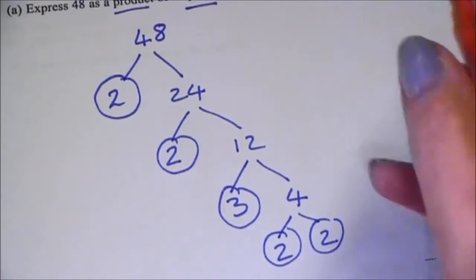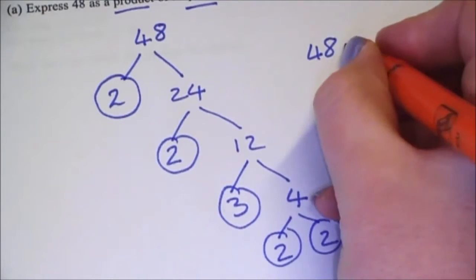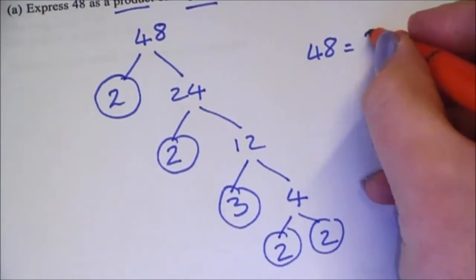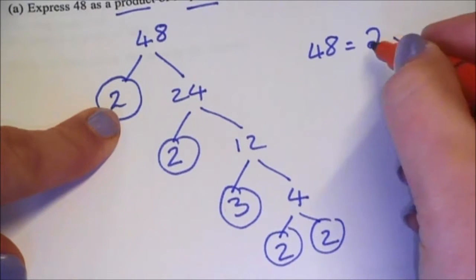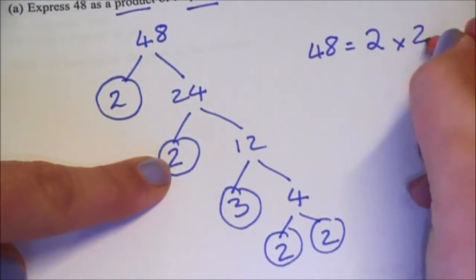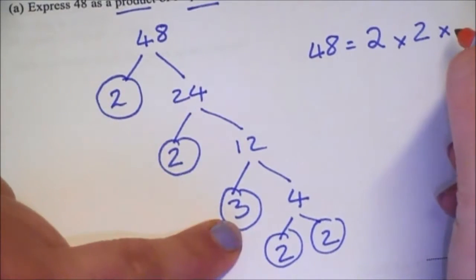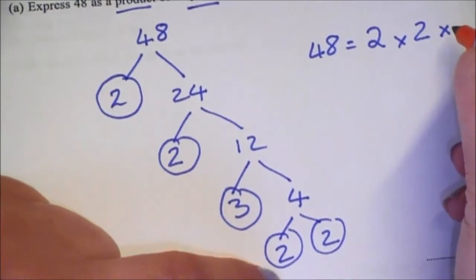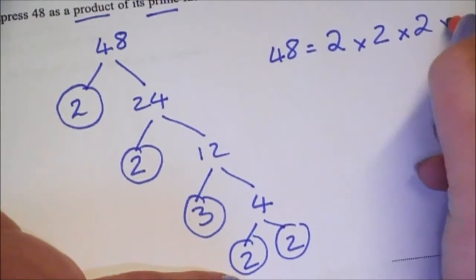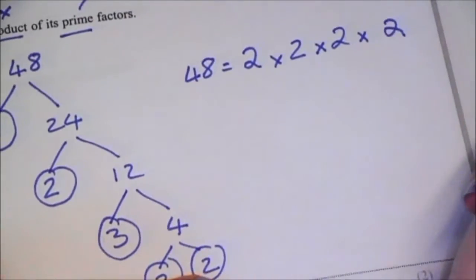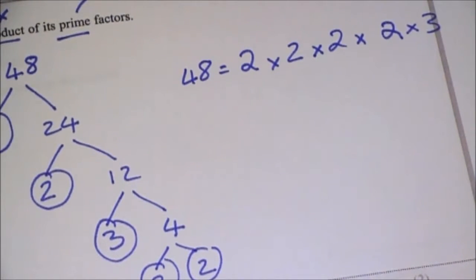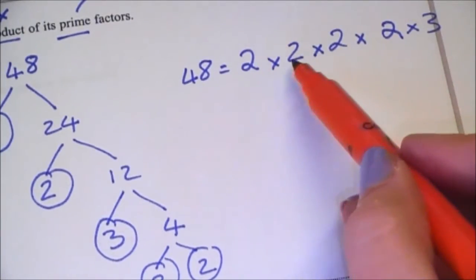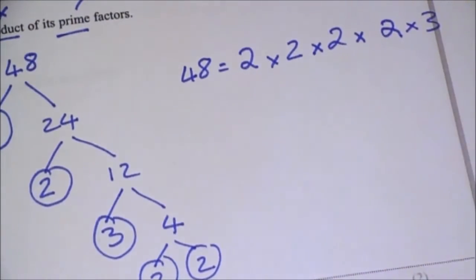At this point, I can make the clear statement that 48 is equal to 2 times by, this is where the product part comes in, 2 times by 2 times by, and I'm going to hold off on that 3 for now. I'm going to actually look at that 2 and times by that 2, and then I'm going to put the 3 on the end. I'm going to keep them in order just because it seems way more logical to do it that way. So the answer is 2 times 2 times 2 times 2 times 3.